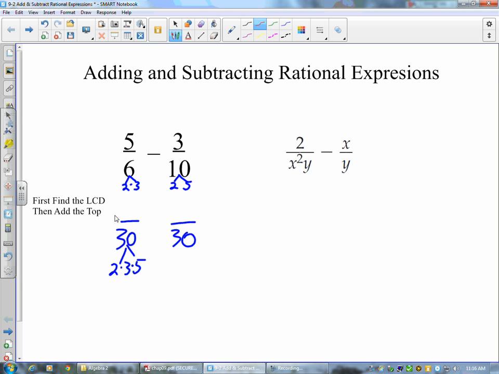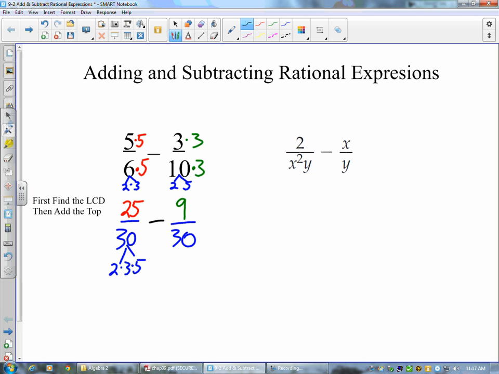So then once we found our least common denominator, we multiplied times whatever we needed. In this case, it'll be a 5 for the first one. And here it'll be a 3 for the second one. So 5 times 5 is now 25/30ths, which is the same as 5/6. And 3 times 3 is 9/30ths, which is the same as 3/10.